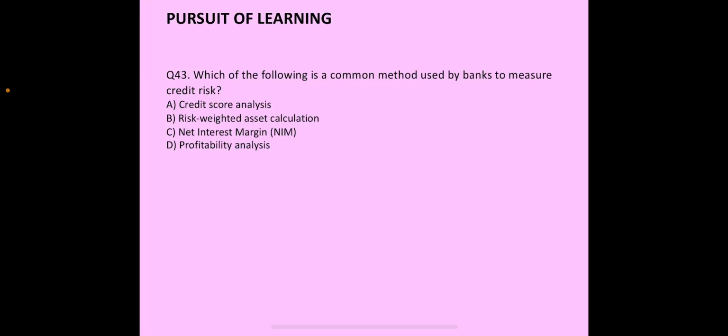Next question is, which of the following is a common method used by banks to measure credit risk? So first option is credit score analysis, B, risk-weighted asset calculation, C, net interest margin, D, profitability analysis. So the correct answer is credit score analysis.